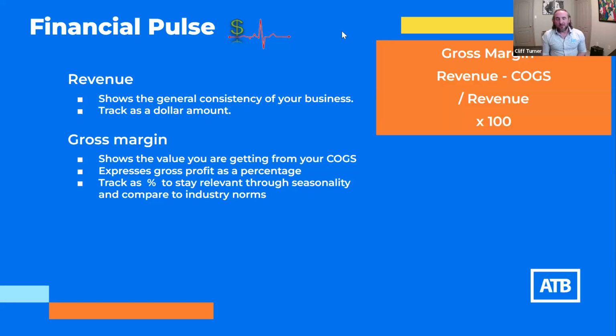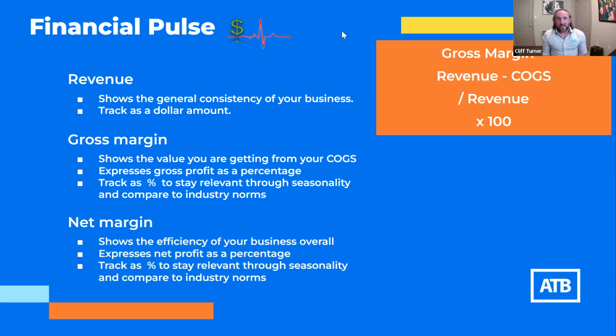Now, you don't need to know the formula for gross margin because the tool does this for you. But just if anybody's curious, this is how it's calculated if you're not familiar with it already. You take your revenue and you subtract your cost of goods sold. That gives you your gross profit. Then you divide by your revenue again, multiply by 100 to express it as a percentage. So it's a fairly simple formula. But again, you don't need to know it. The tool does this for you.